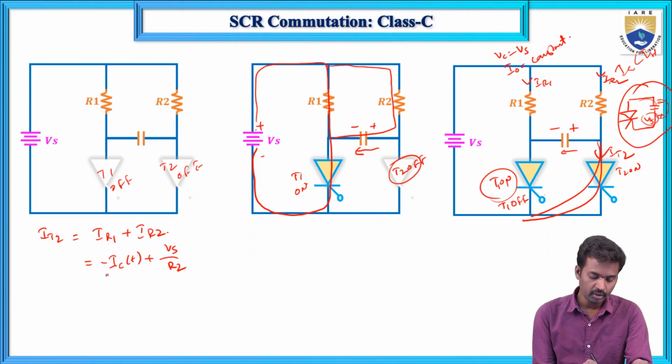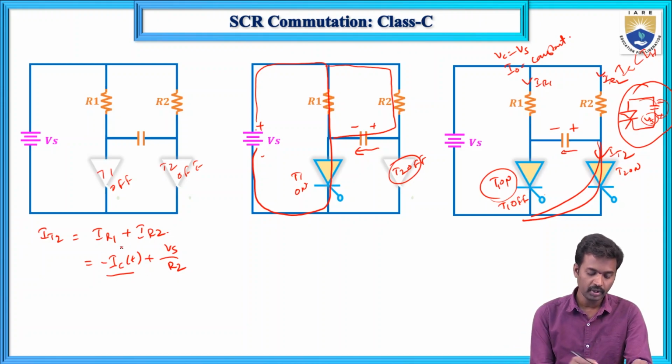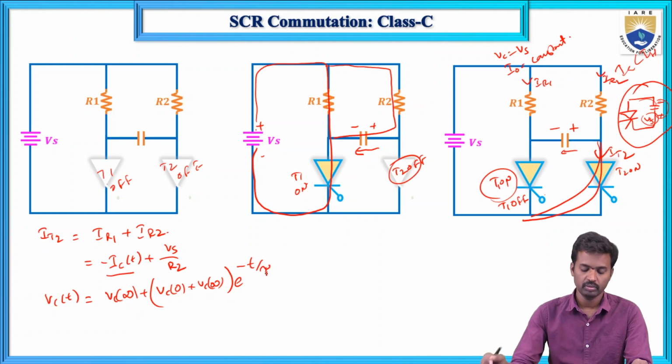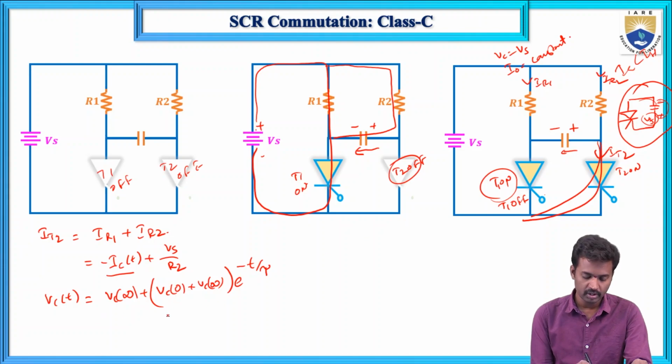What do we mean by IC(t)? Before calculating IC(t), first we need to determine VC(t). VC(t) equals VC(infinity) plus [VC(0) minus VC(infinity)] e power minus t by tau. The initial value is Vs and the final value is minus Vs, so minus of minus Vs, plus e power minus t by tau.